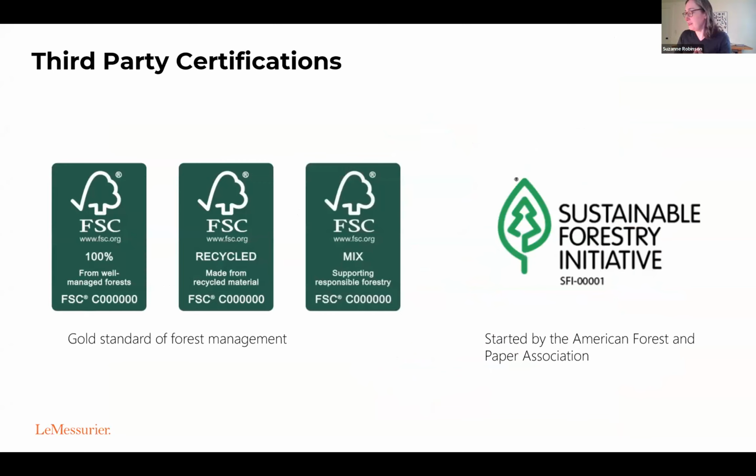There are third-party certifications. There's FSC, and FSC has different levels, as we're probably all very familiar with. There's also SFI. The FSC is kind of known as the gold standard of forest management, of really going above and beyond regulatory floors. SFI was created by the American Forest and Paper Association as kind of a competitor to FSC, an alternative.